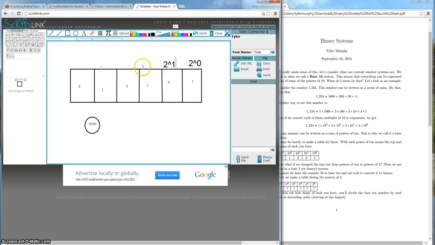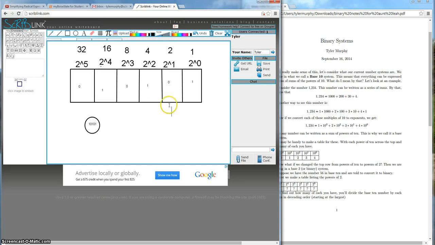2 to the first. 2 squared. 2 cubed. 2 to the fourth. And 2 to the fifth. Okay, so 1, 2, 3, 4, 5. Okay, better. So this column here is 1. This column is 2. This column is 4. This column is 8. This column is 16. And this column is 32.